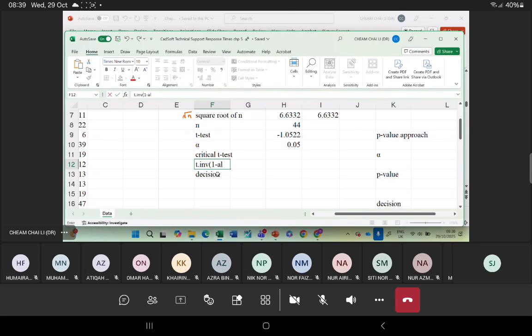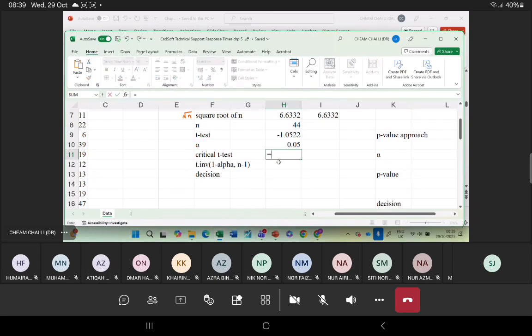I just write alpha. Okay, 1 minus alpha, comma, and then n minus 1. So this is a function, the critical t-test function. Okay, now let's do it together. 1 minus alpha, alpha is 5%, n is 44 minus 1. Okay, kita dah ada semua value.